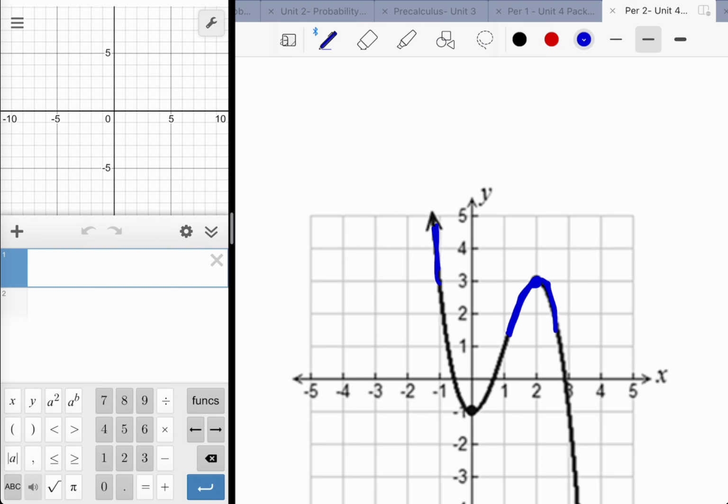But since this part of the graph goes on to infinity, there are going to be some y values that are way bigger than this y value, way bigger than 3. But comparatively speaking, this y value is pretty big compared to these other values. All right, so we've got the little peaks and valleys.